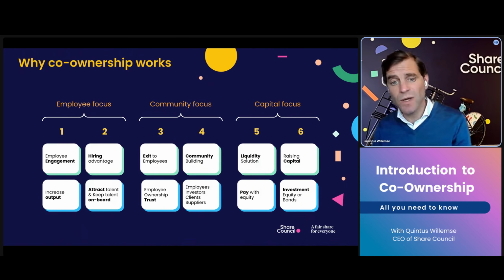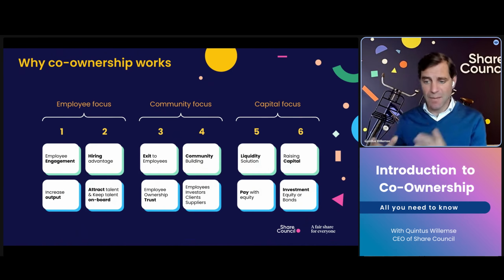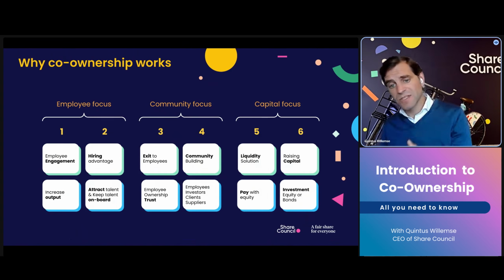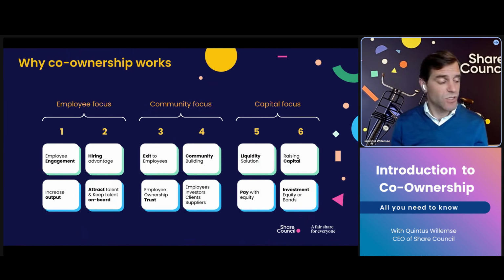And then the third one, which you do with co-ownership, is capital focus. It could be, as under number 5, a liquidity solution. That's really paying with equity. So, for instance, pay your suppliers with equity or pay others with equity. Or under number 6, raising capital, which could also be done by equity, selling your shares to others, or it could be borrowing money through bonds or other loans.